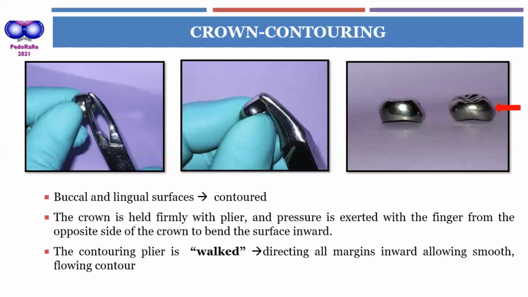Once that is done, on the buccal and lingual surface, we take a contouring plier and contour it. The crown is held with the plier, and pressure is exerted with the finger from the opposite side of the crown to bend the surface inward.